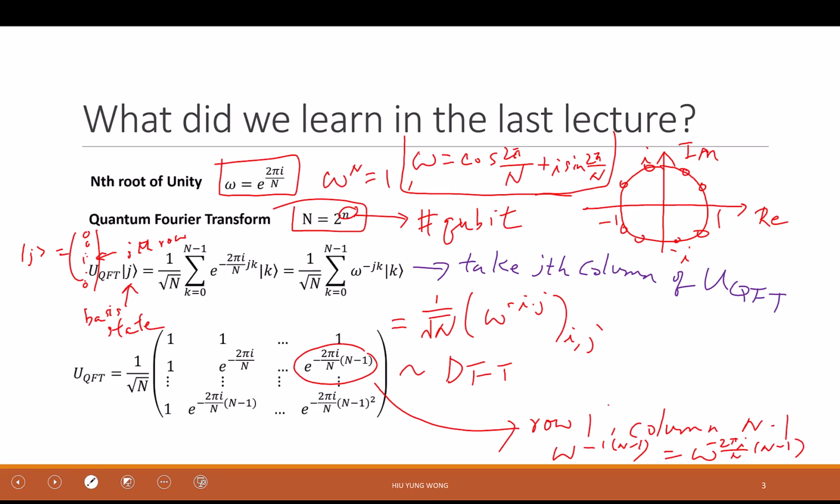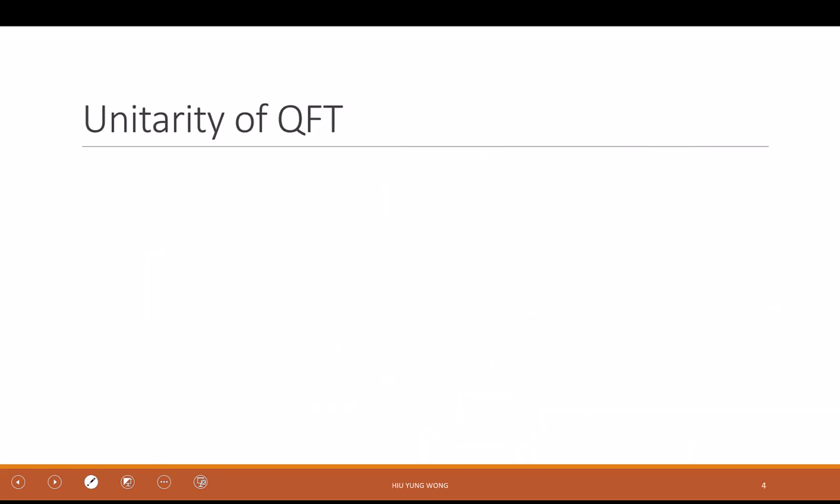A special case is the first vector, which is 0 frequency, the DC, right? After Fourier transform, you see that it's just a constant superposition of all different frequencies, because this column is 1. Did I say something wrong? Yeah, this row is... no, this column is 1, because it takes the first column, the 0th column.